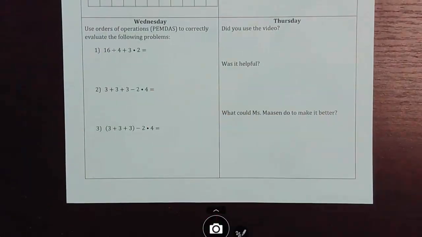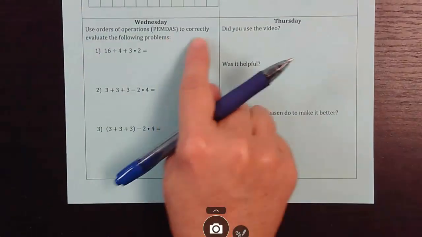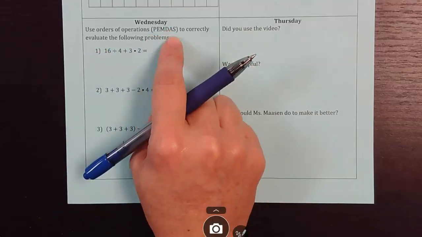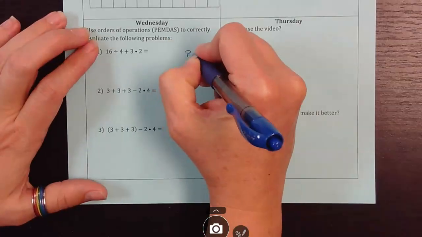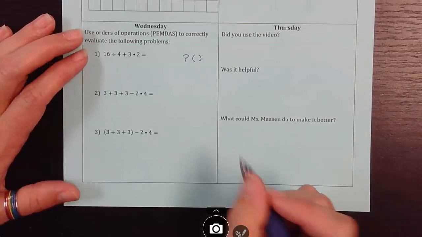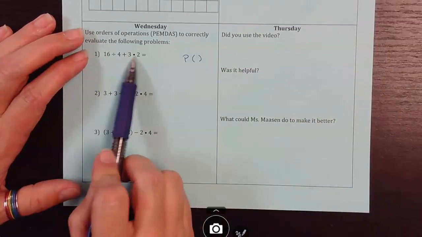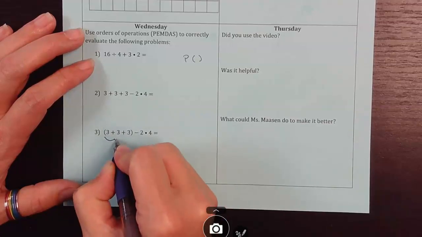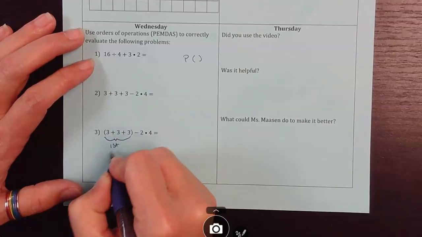Wednesdays, use the order of operations, which is PEMDAS, to correctly evaluate the following problems. So PEMDAS, we're going to do a little review. We did it in class, but just a reminder, P is for parentheses. That's what you're supposed to look for first when you're evaluating problems. There's none here. Nope. Oh, but there's some right here. So this is the section you would need to do first.